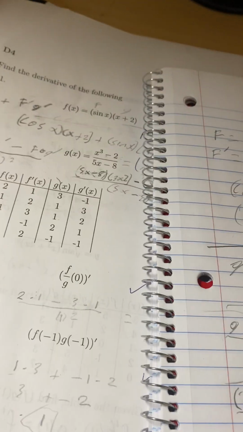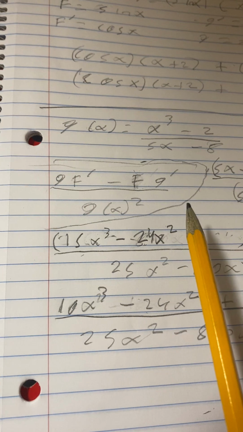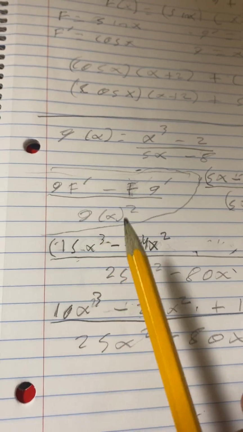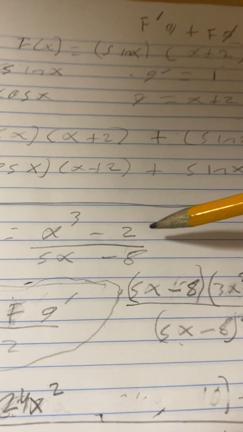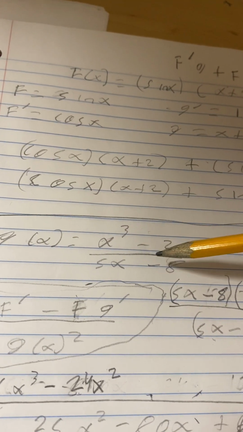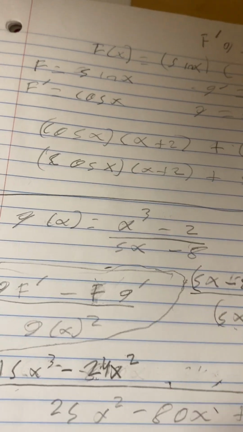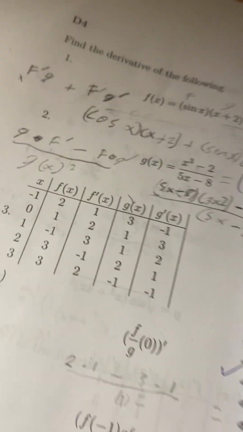Then if we take problem 2, which is a quotient rule, it says g times f prime minus f times g prime over g squared. We know that because right here we're dividing x to the third minus 2 over 5x minus 8, and we want to find the derivative. So therefore, we do the quotient rule.